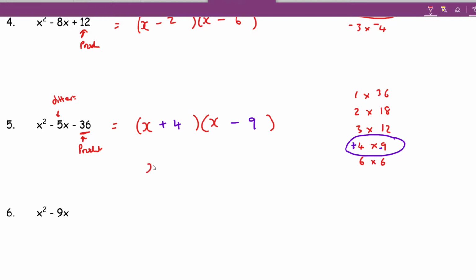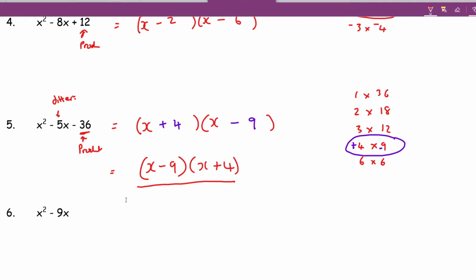So if you want to write it as x minus 9 times x plus 4, it's no problem, whichever your preference. And mentally, if you want to double check it by multiplying: x times x is x squared, x times 4 is positive 4x, 9 times x is minus 9x, so 4x minus 9x is minus 5x, and minus 9 times positive 4 is minus 36, so happy days.